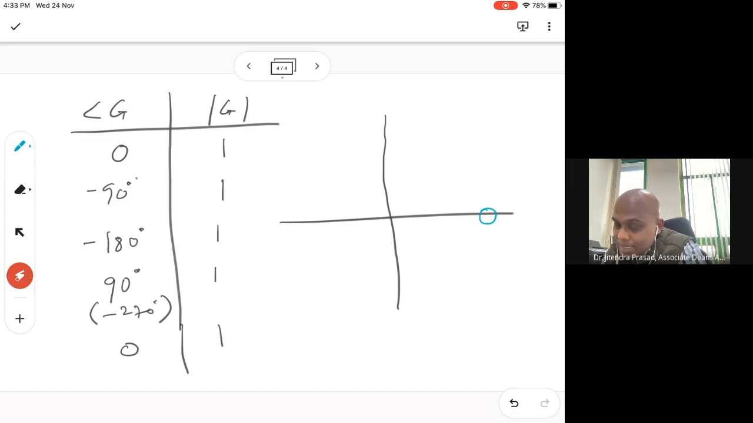Then the second is minus 90 and 1. So we have this point. Third is minus 180 and 1, so this point. Fourth is 90 degrees, which is 1 only. And the last one is going back to 0. So this point. Now we can plot, and this will go like this.